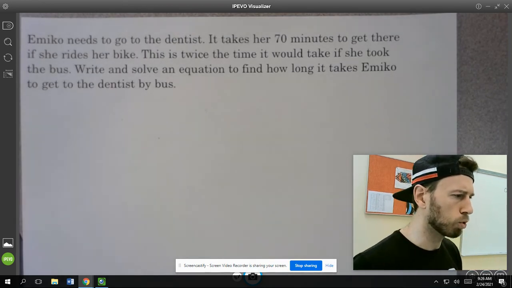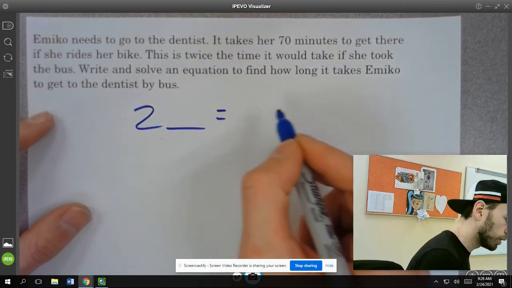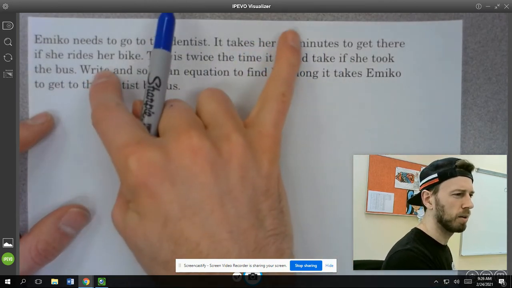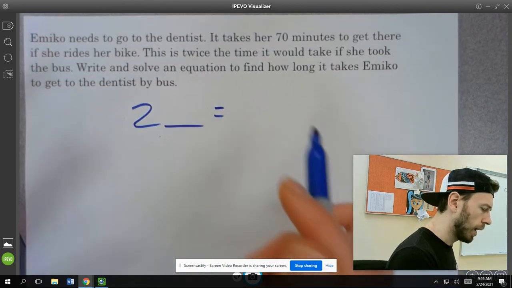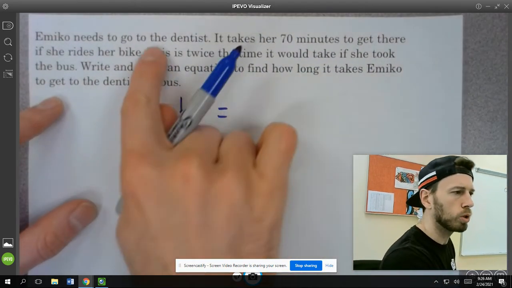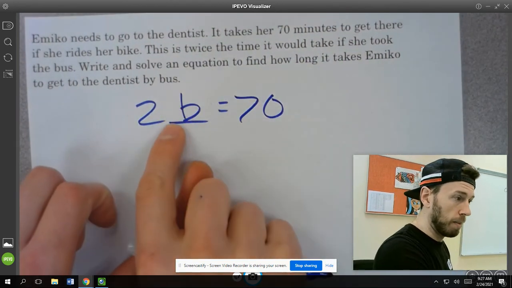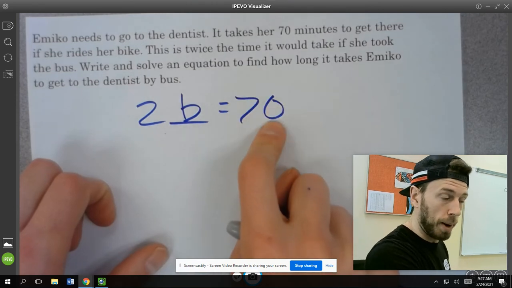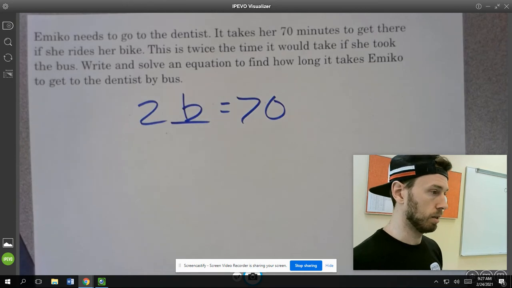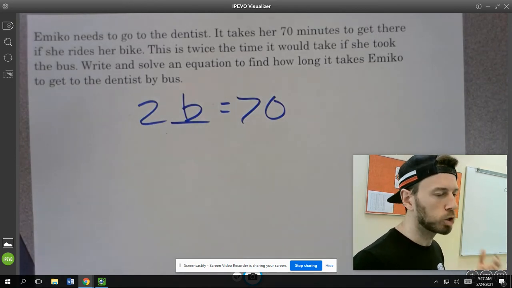What times 2 equals what? Something times 2 would equal, what do we have here? The distance by bus, and we know that it's 70 minutes on her bike. So actually, if we took the time it took her on the bus, we multiply that by 2, it should tell us 70 minutes, right? Because that's double the time. 2 times the amount of the bus is equal to what it takes her to ride the bike. So 2b equals 70.